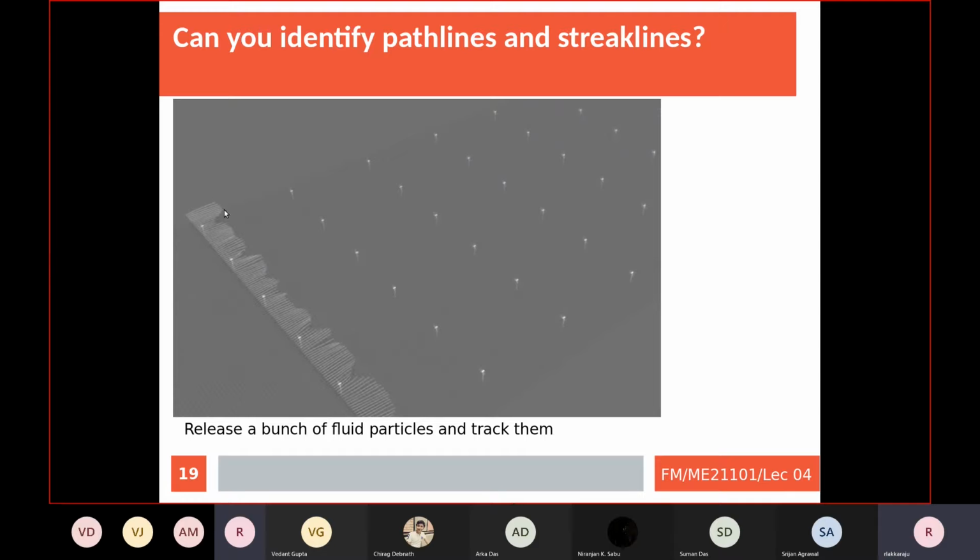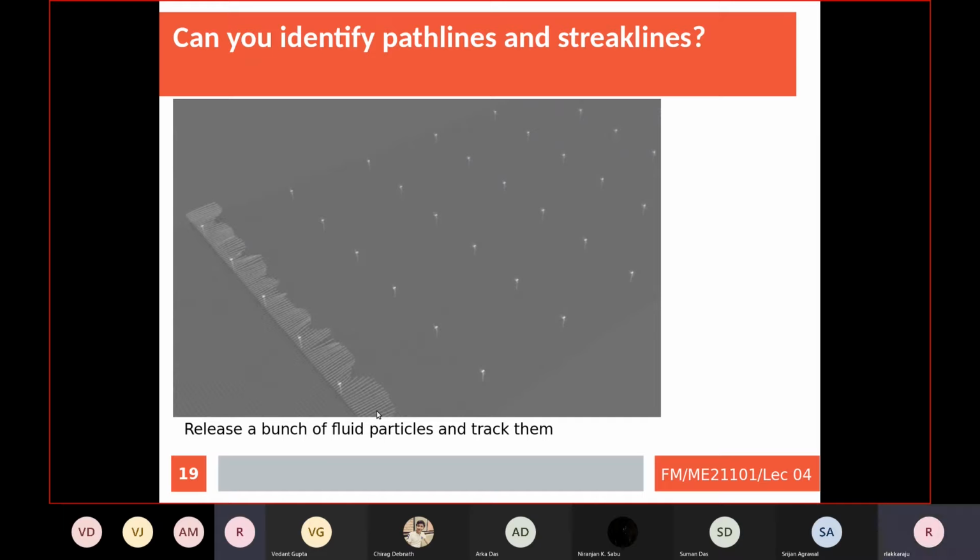Now, if I join those, I will call that one a streak line, because I can very clearly distinguish white from gray. So I can really say this one is a streak line. But here also there might be a streak line, but my eyes cannot really distinguish it.